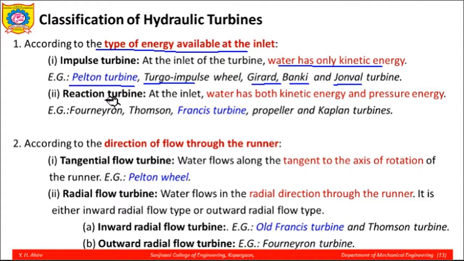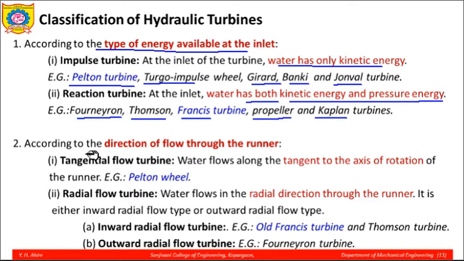Reaction turbine. The second part is the reaction turbine. So at the inlet of a reaction turbine, water has both kinetic as well as pressure energy or potential energy. Kinetic energy as well as pressure energy at the inlet of a reaction turbine. Examples of these turbines are Fourneyron, Thomson, Francis turbines, propeller turbine and Kaplan turbine. The Francis turbine is the one which is in use in the 21st century. Also Kaplan as well as propeller turbines.